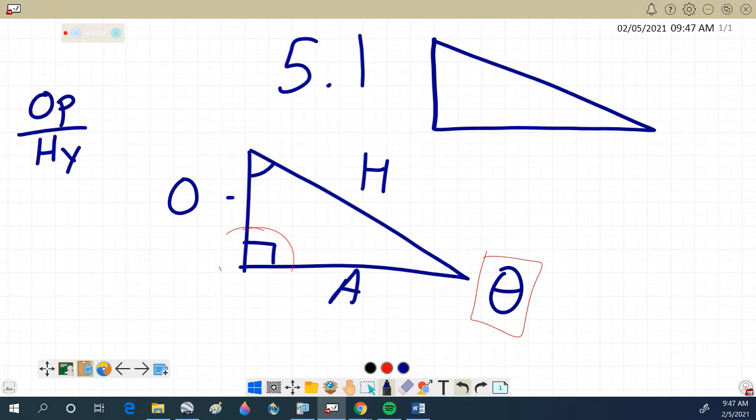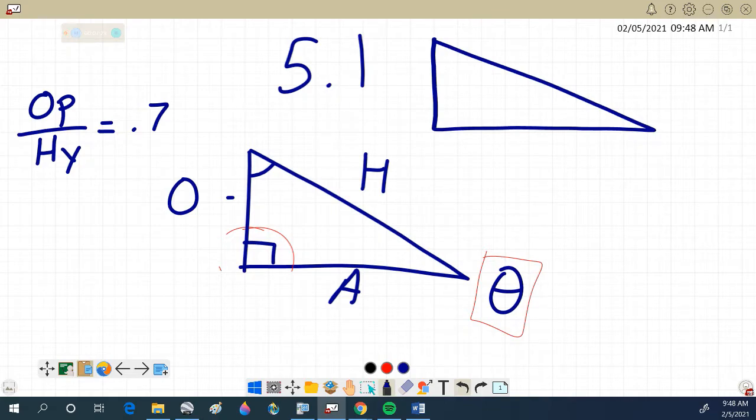Okay? So if I take O and I divide it by H, that kind of compares how big O is compared to H. And if I get something like 0.7, that means that O is 70% as long as H. If I get 0.1, that means O is 10% as long as H.